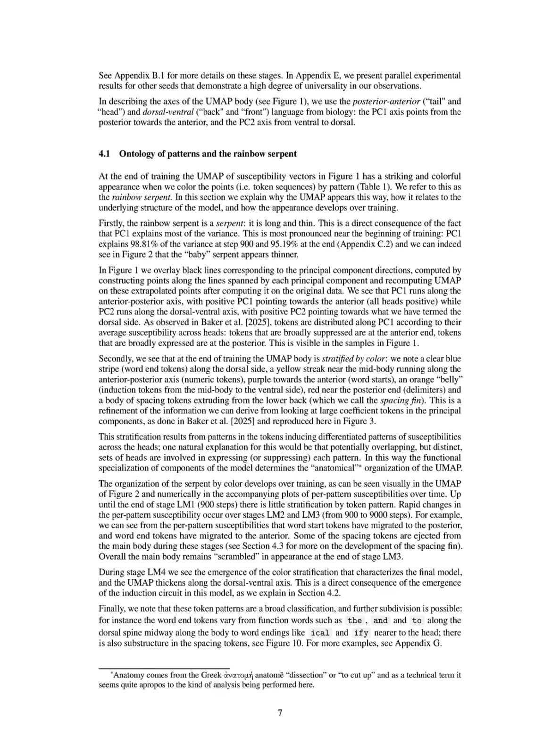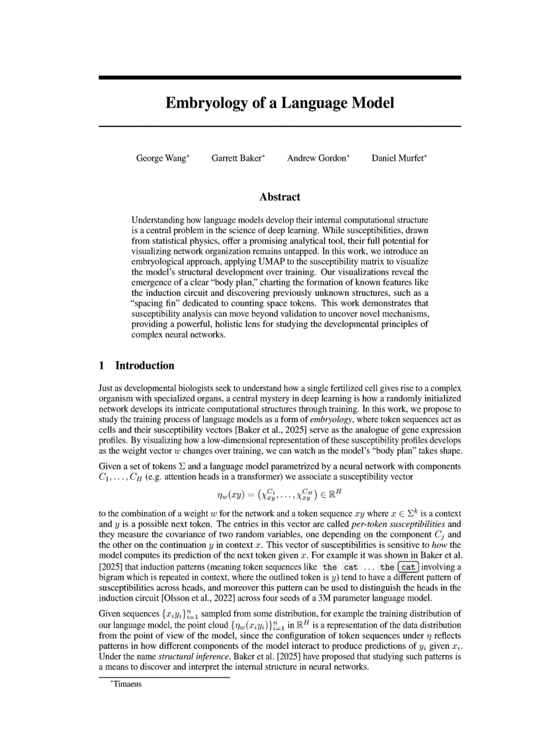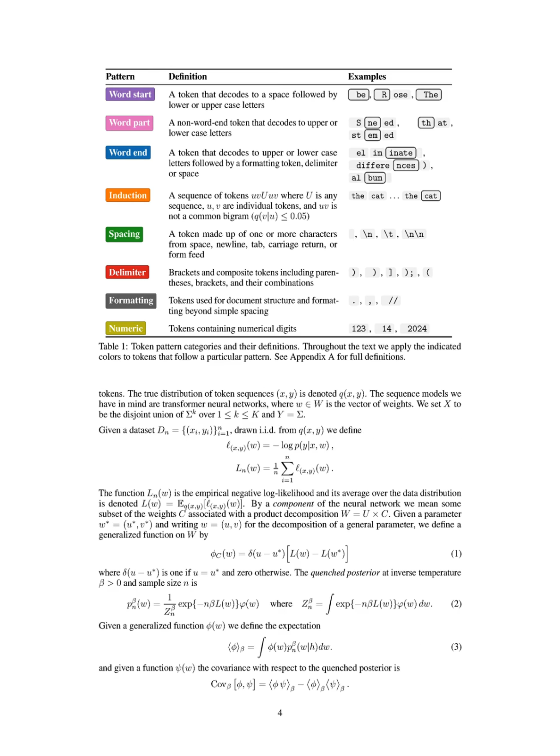The proposed method of visualizing susceptibility vectors involves several key steps. First, for each token sequence XY, a susceptibility vector, eta_WXY, is computed, which captures the per-token susceptibilities across the model's attention heads. Next, these vectors are collected from a dataset of token sequences sampled from the training distribution, forming a point cloud in math_BB_R_H. To visualize this high-dimensional data, UMAP, Uniform Manifold Approximation and Projection, is applied, which reduces the dimensionality while preserving local topological properties, allowing for a clearer representation of the data manifold.